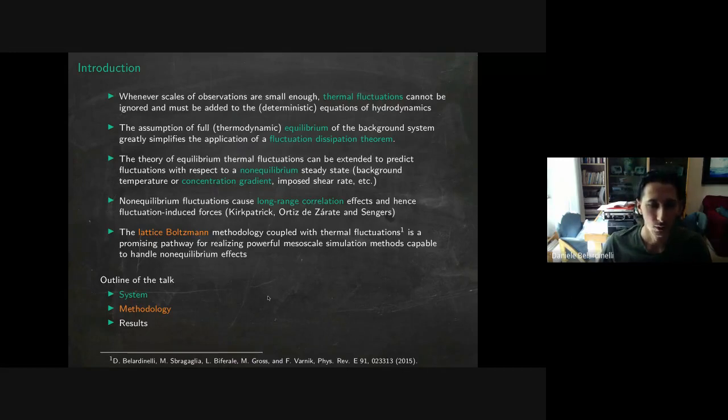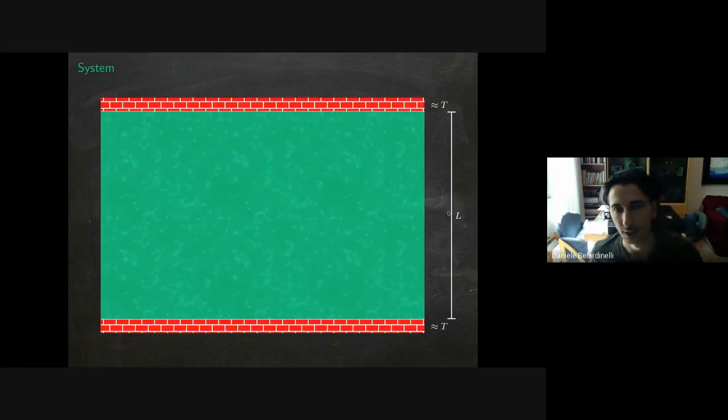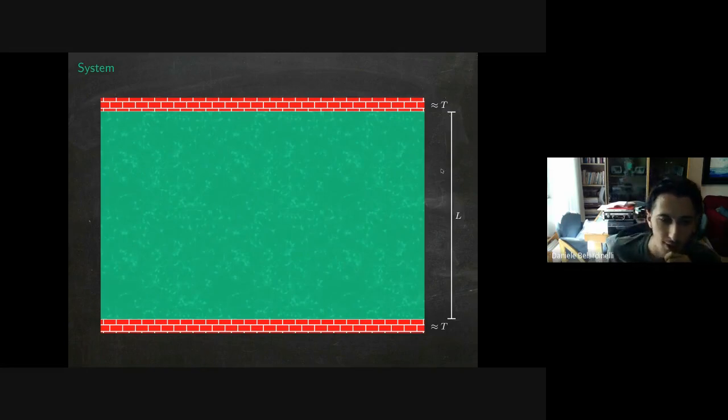So let us consider a two-dimensional binary mixture confined between two walls separated by a distance L. And suppose the whole system is immersed in a thermostat at temperature T. Then it reaches a stationary state fluctuating around a homogeneous background equilibrium. There is no gravity here, so the background is homogeneous.